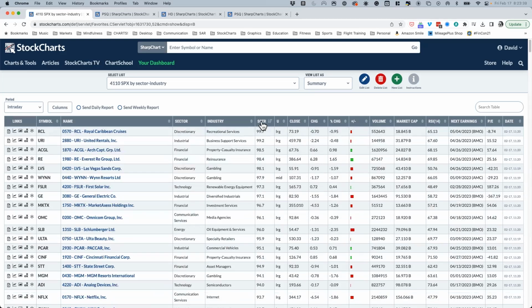The next thing I like to do is look at the SCTR rankings and sort them in descending order based on the StockCharts Technical Rank. This is a proprietary methodology looking at long-term, medium and short-term, all aggregated into one composite score.